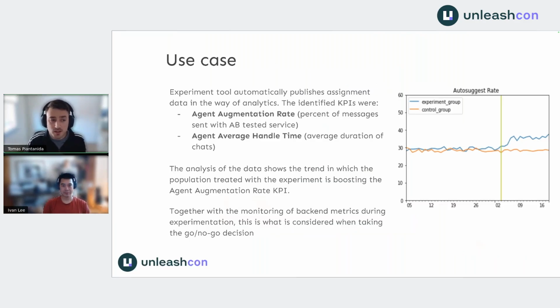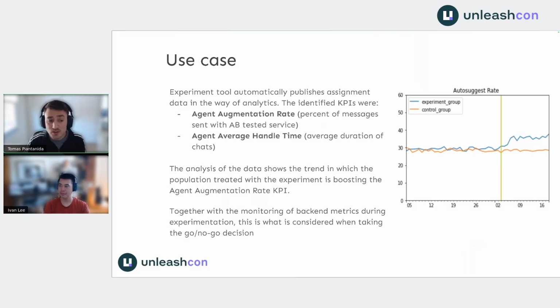So, as an example, we can see the outcome of the analysis of an A/B test. In this particular experiment, we tracked two main KPIs: agent augmentation rate, which is essentially the percentage of messages where the A/B tested service was actually used, and the agent average handle time, which is the average duration of chats. On the right, you can see the results plotted. The group exposed to the experimental treatment increased the agent augmentation rate KPI during time. That gave us confidence that the model evaluated was driving real adoption and engagement in the expected direction.